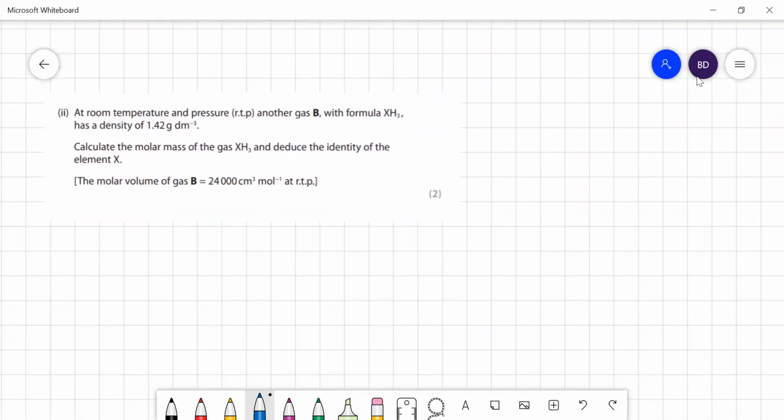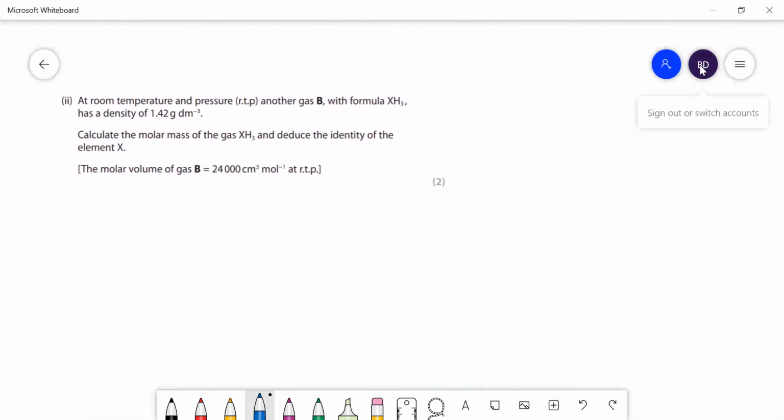Right, here we've got to calculate the MR of a gas from its density. We've got this gas B, and it's got a density of 1.42 grams per decimeter cubed. Now it tells us the molar volume of a gas: 1 mole occupies 24,000 centimeters cubed. Seeing as they give us our density per dm cubed, let's convert this into dm cubed. So that's going to be 24 dm cubed. That's how much 1 mole occupies.